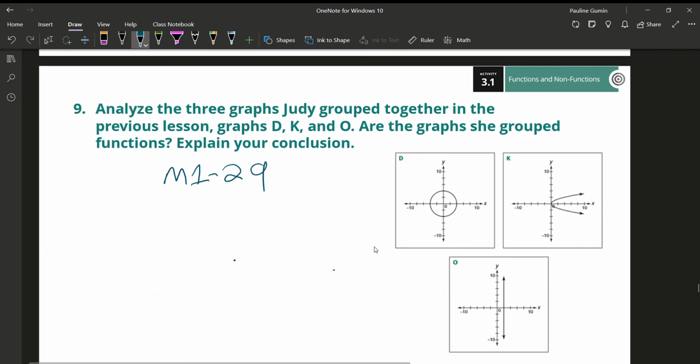Okay. Now, if you want to follow along in your book, number 9 is referring to graphs on page M129. Judy has grouped these together. The question is, are they functions?